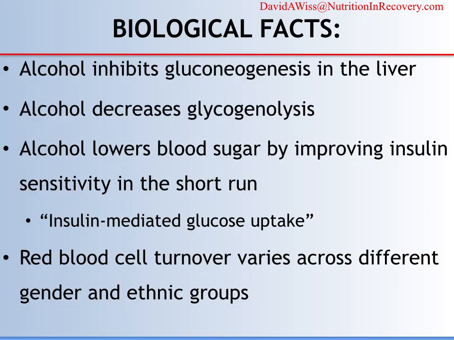A couple of biological facts to start bringing this all home. Alcohol affects the way glucose is created in the liver, the way that it's broken down in glycogen storage. Alcohol lowers blood sugar by improving insulin sensitivity in the short run. There's definitely some questions about what it does in the long run. And also, red blood cell turnover does vary across different gender and ethnic groups.